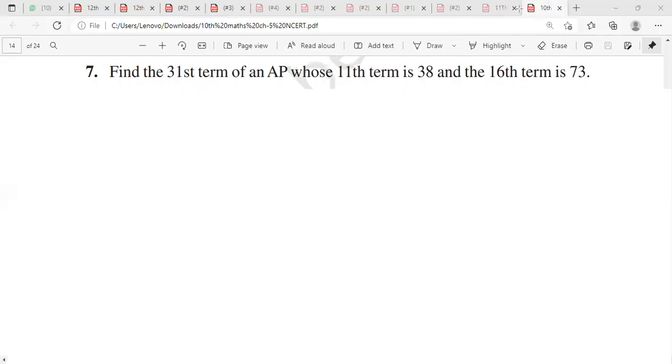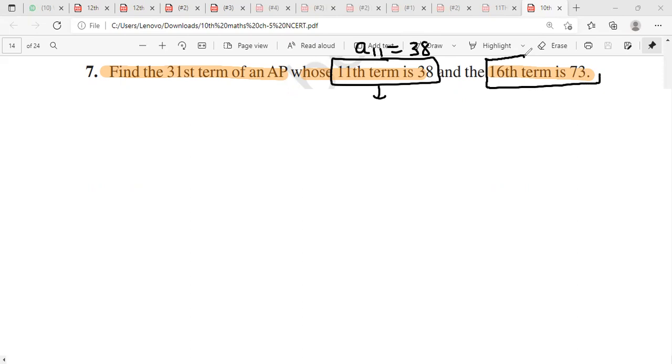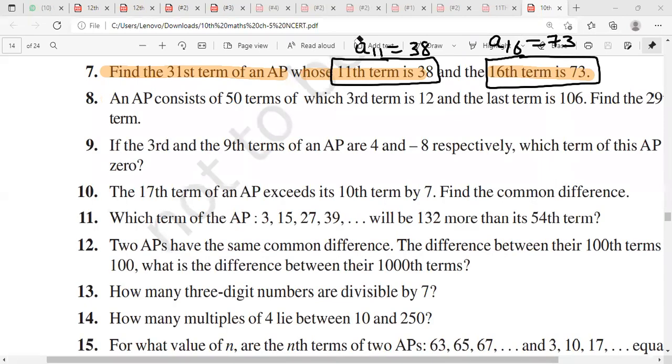The next question is question number 7. Find the 31st term of an AP whose 11th term is 38 and 16th term is 73. आपको क्या कहा गया है? एक AP है जिसकी 11th टर्म 38 है, मीन्स A11 38 है इस AP का, और जो 16th टर्म है दैट इज A16, दैट इज इक्वल टू 73.